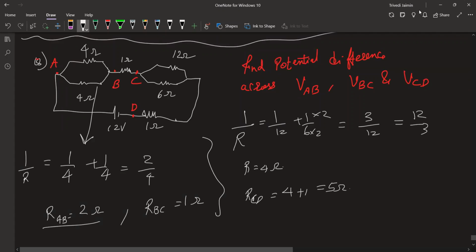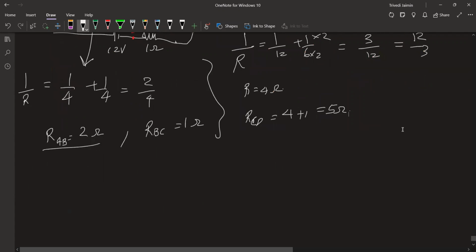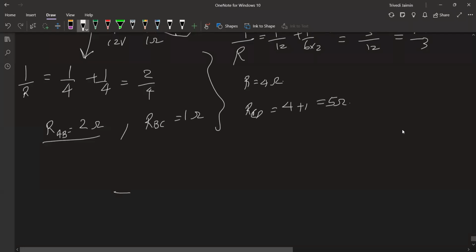So finally, what are we getting? All 1, 2, 3 are in series. This is RAB, RBC, RCD. What's the value of the battery supply? 12 volts, sir.